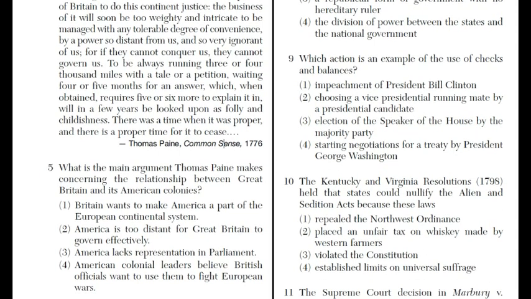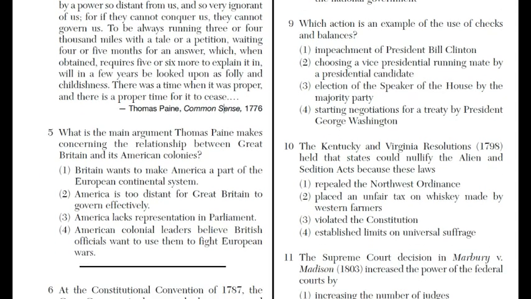Okay, so question. What is the main argument Thomas Paine makes concerning the relationship between Great Britain and its American colonies? Question one, answer one. Britain wants to make America part of the European continental system. Does that make any sense? I don't think so. That has nothing to do with this. America is too distant for Britain to govern effectively. That's exactly what he's saying.